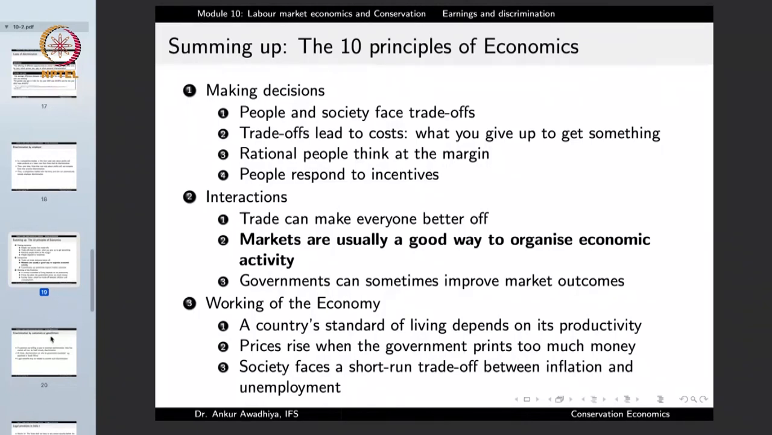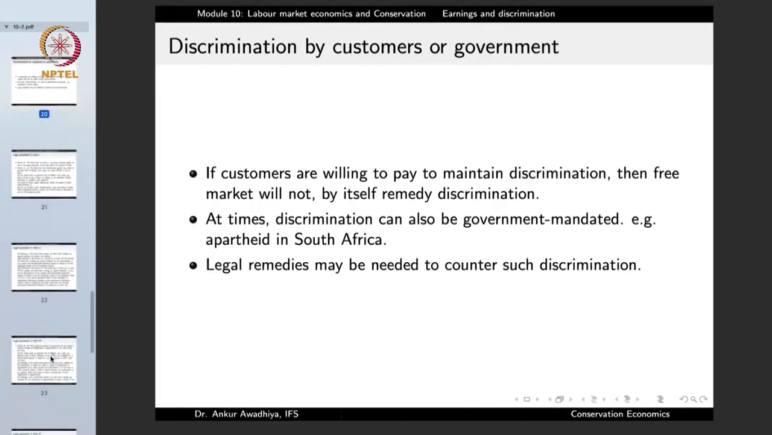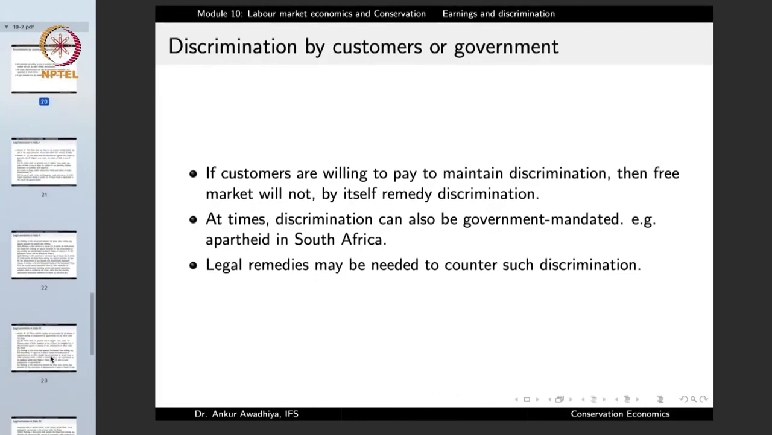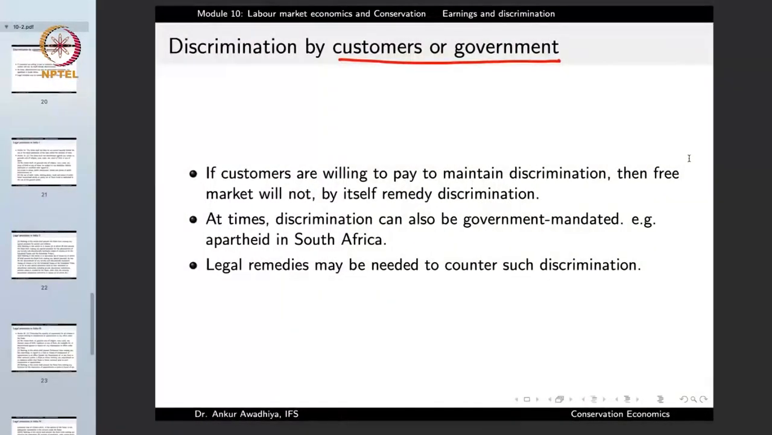But the sad part is that this may not always happen, because in certain cases, we observe discrimination by customers or discrimination by the government. Now, if this is the situation, then the market will not be able to solve this problem by itself. So if customers are willing to pay to maintain the discrimination, then the free market will not by itself remedy discrimination.